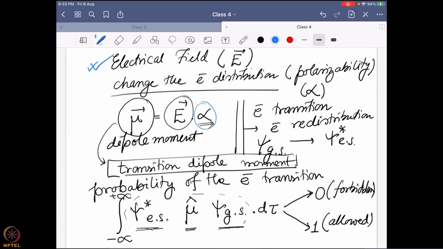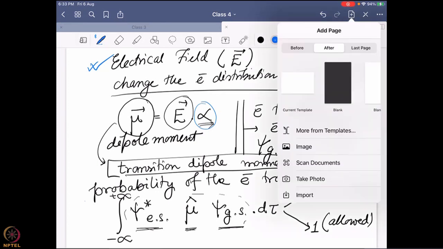So it is a transition dipole moment. That means it happens only during the transition. And this is the equation we use, which is known as the probability of the electronic transition, or sometimes the integral dipole moment, which is actually giving you an idea whether this transition will be allowed or not.